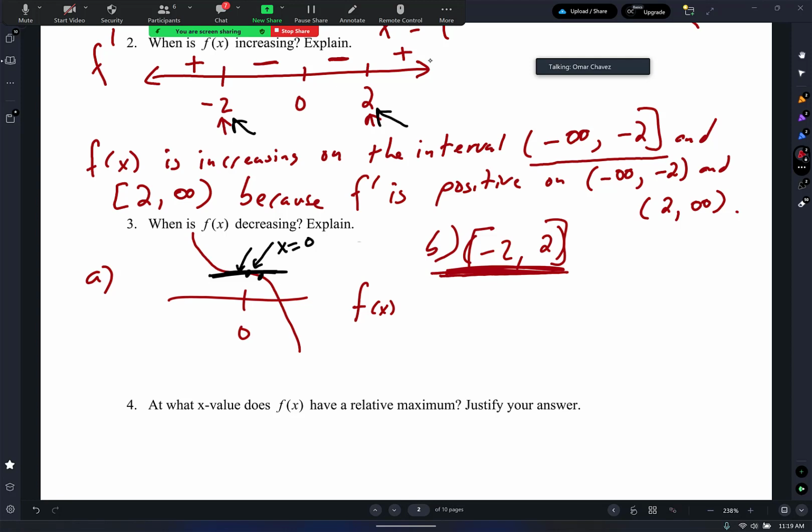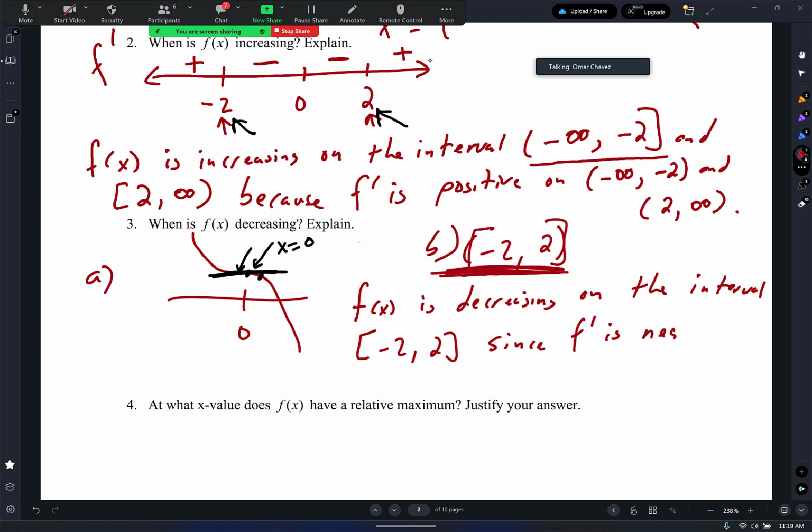All right. F of x is decreasing on the interval -2 to 2, since f prime is negative on -2 to 0 and 0 to 2. Full credit.